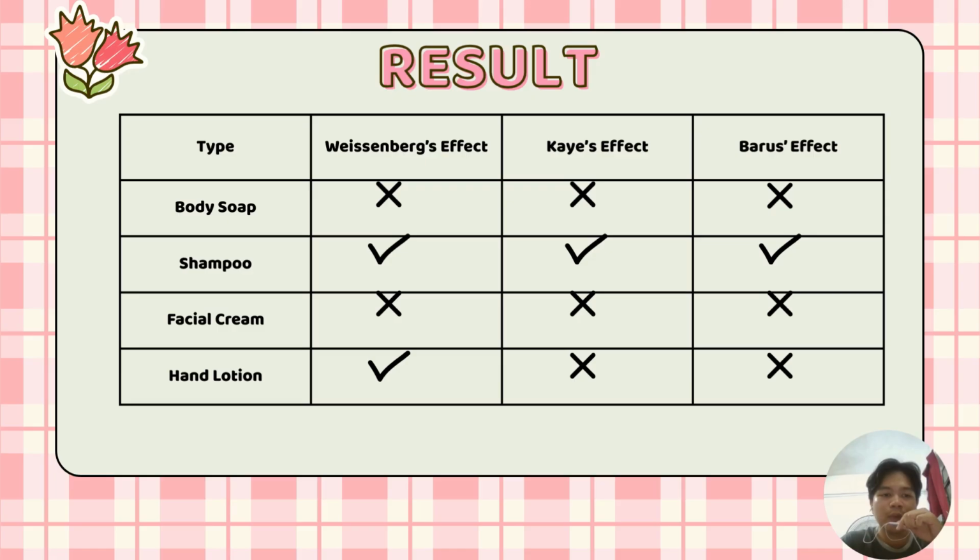For body soap, there is no Weissenberg effect, Kaye's effect, and Barus effect. For shampoo, all three effects are present. For facial cream, all three effects are not present. And lastly, for hand lotion, only the Weissenberg effect is present. For Kaye's and Barus effect, it is not present in hand lotion.